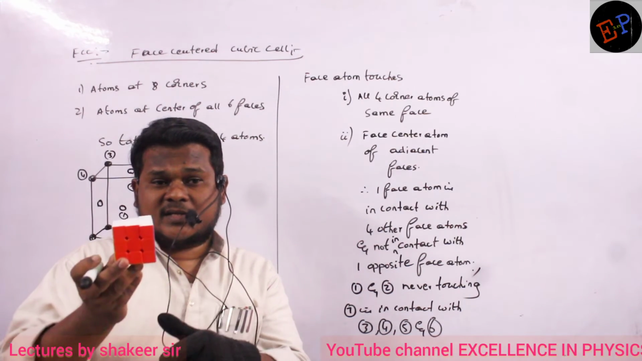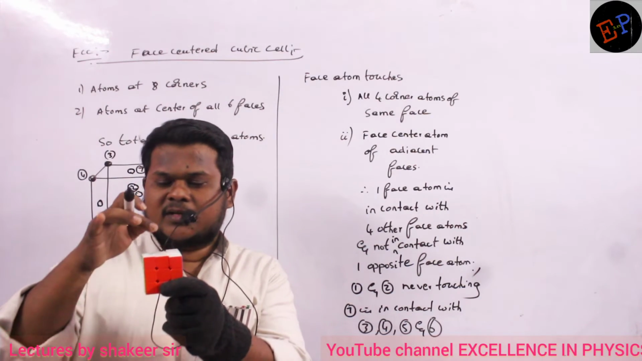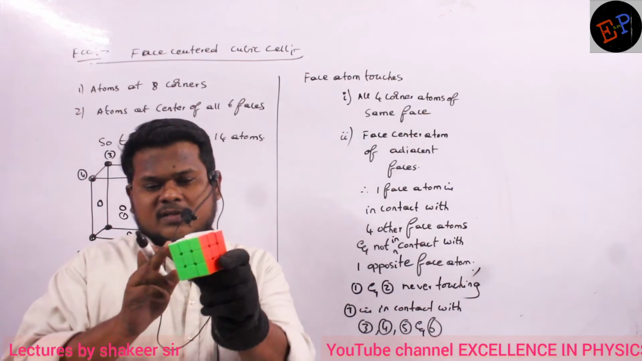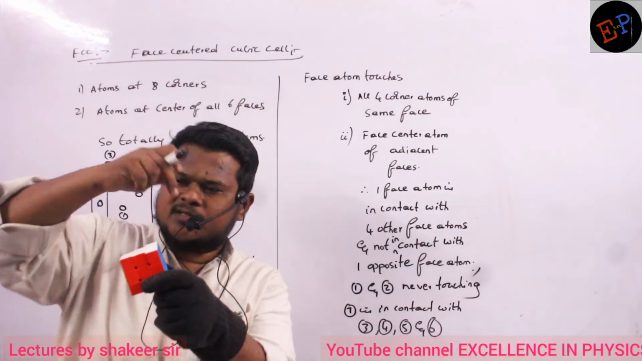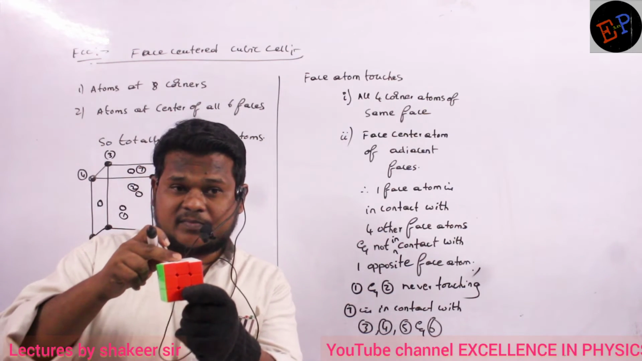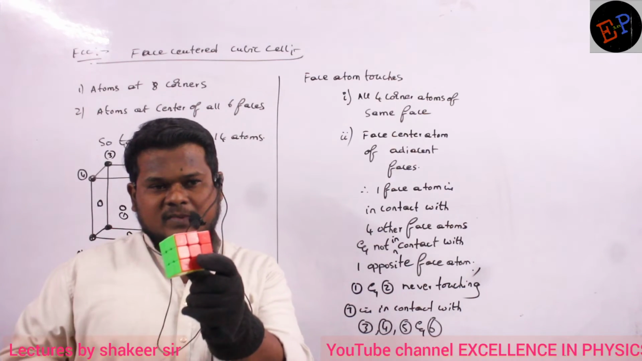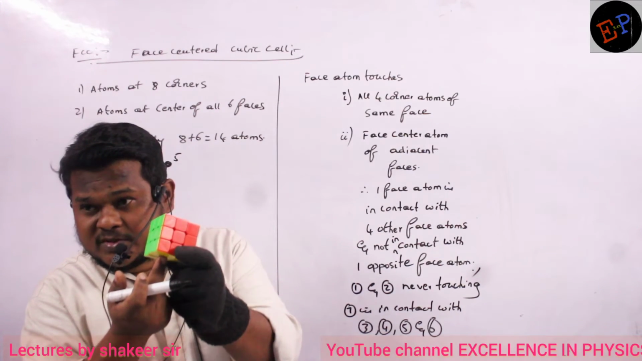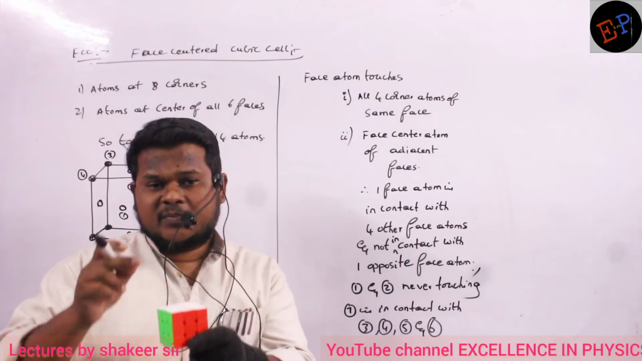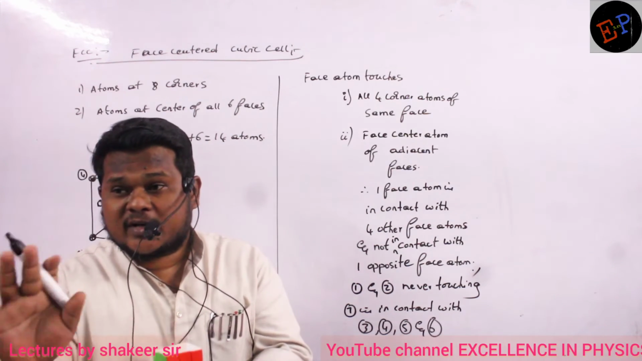How many adjacent faces are there to this one? 4 adjacent faces are there. To this face, this is an adjacent face, no? This is also an adjacent face. This is also an adjacent face. This is also an adjacent face. So the atom which is present at one face will be in contact with 1, 2, 3, 4 face atoms. But the 5th face atom is on the opposite side, no? With that one it will not be in contact. It means 5 face atoms are always in contact. 1 face atom is not in contact.